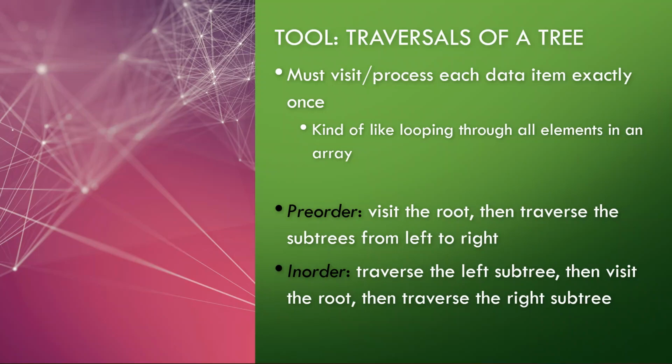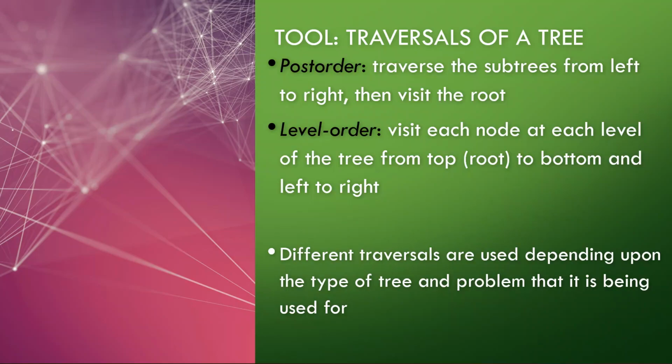So when you hear traversals, these are tools for nonlinear structures that must visit each node exactly once, kind of like looping through. But then you get different types like pre-order and in-order, which visit the root, then traverse the subtrees of left or right. So they'll visit them, but which order does it start going through? Things like pre-order, in-order, post-order, and level order.